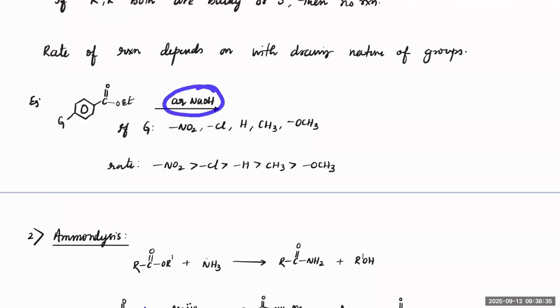Now, in a basic medium, we have learned that this is going to be BAC2. And in the rate determining step, if you have a withdrawing group here, OH minus will attack faster. So the rate will be dependent on these groups. If the groups are withdrawing, the reaction is faster. You can check it out. Clear it up? Yes, sir.